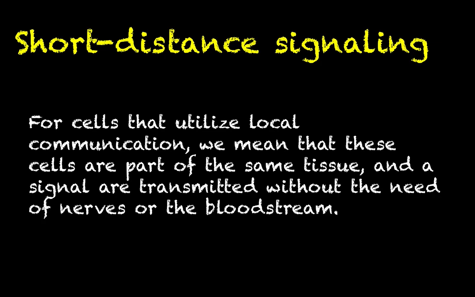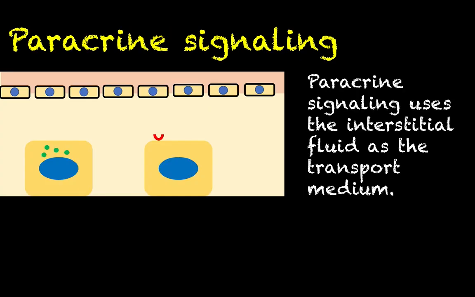What we mean by short distance signaling or local communication is that the cells that are communicating with each other are located very close by to one another. So usually that's going to mean that these cells are a part of the same tissue, and we are not going to have to use nerves or the bloodstream in order to get the message delivered from where it starts to where it ends up. Now, to that end, there are several different types of short-distance communication. The first we'll mention is called paracrine signaling.